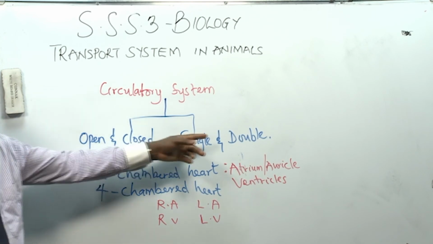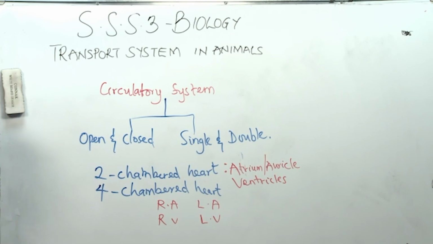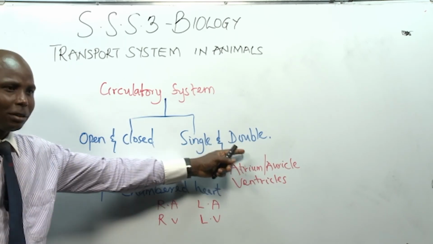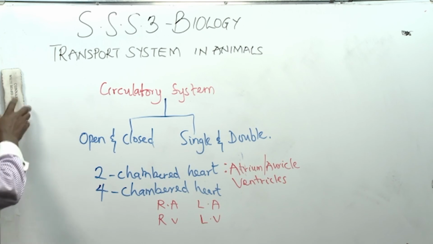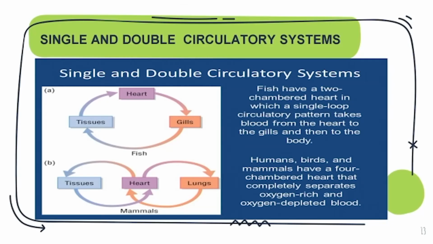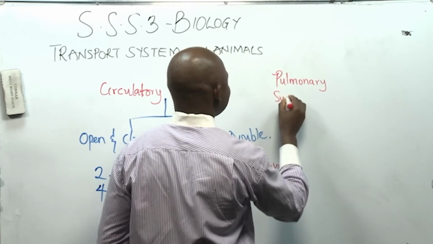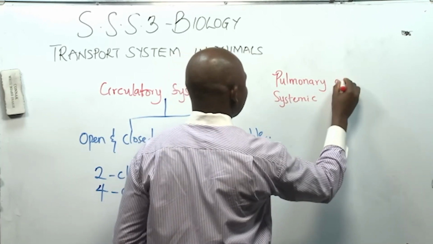Now we are calling it a double circulatory system, the kind of circulatory system that will take place there, because the blood, which is the circulating fluid, is going to pass through the heart twice. Like I told us, this is classified based on the number of times the blood will pass through the heart. So for the four-chambered heart organisms, the blood is going to pass there two times. And that is what brings about double circulation. Now, this double circulation is what results in what we call pulmonary and systemic circulation.